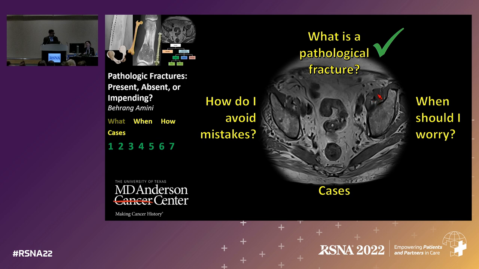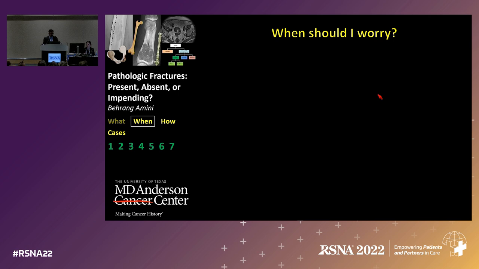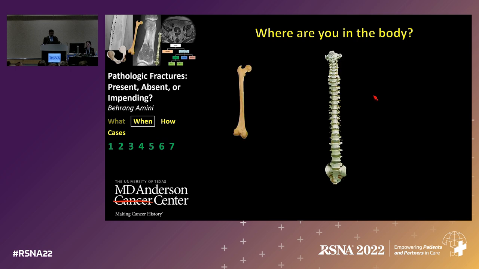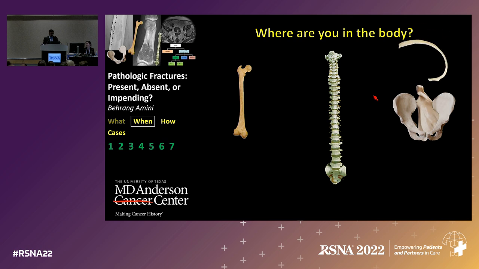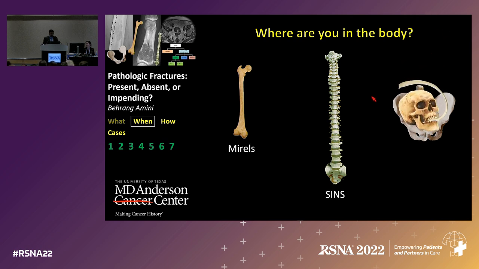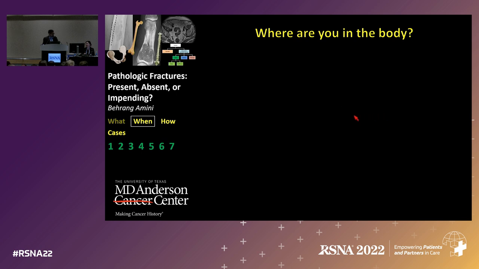So that's the what. Let's go to when. So when do you want to worry about impending pathological fractures, or otherwise? First you need to look at where you are in the body: in the long bones, in the spine, or basically everywhere else. In the long bones, we have Mirels. We have SINS in the spine, and then basically we are on our own everywhere else. So just describe the fractures and hope you're okay.